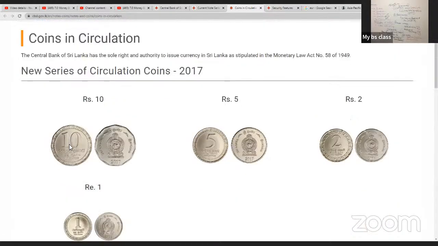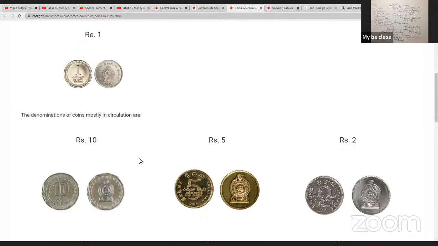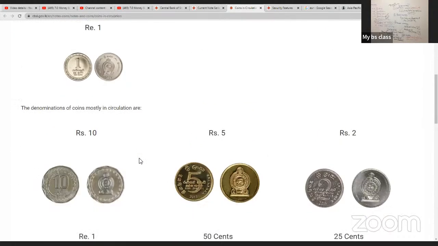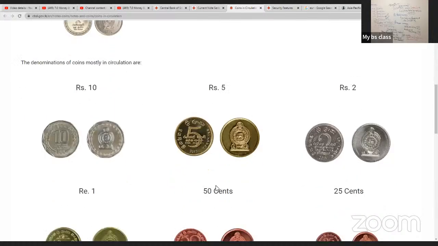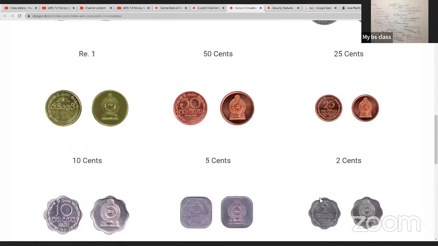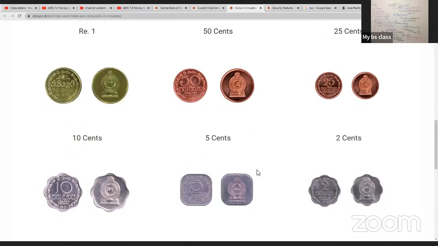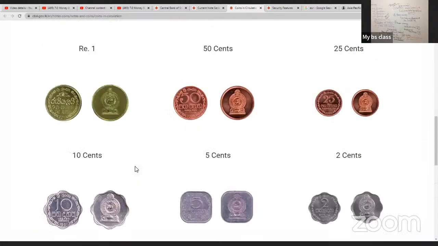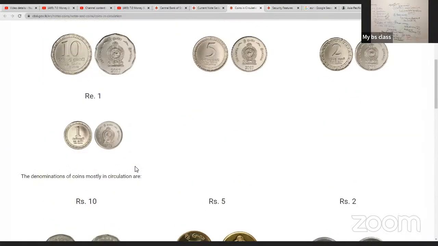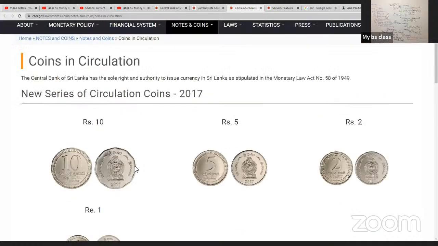So we have 10 note, 10 coin, 5 coin, 2 coin, and rupee 1. If I give the denominations, maybe there are 10, 5, 2, 1, 50 cents, 25 cents, even 10 cents, 5 cents, 2 cents and 1 cent. You know, the denomination can amount again.